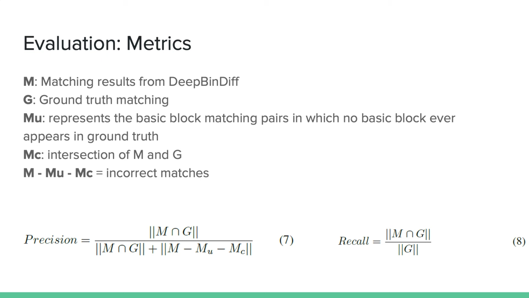So they measure precision by MU intersection M intersection G, which is MC, and they add the incorrect matches to it. Basically, precision is what percent did I get right, and recall is how much did I actually get.